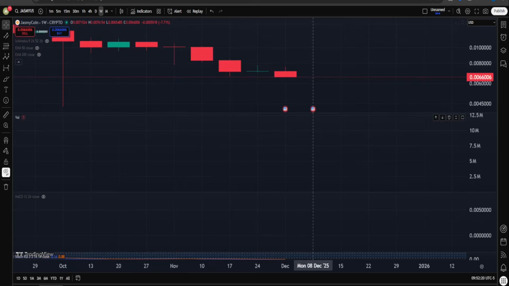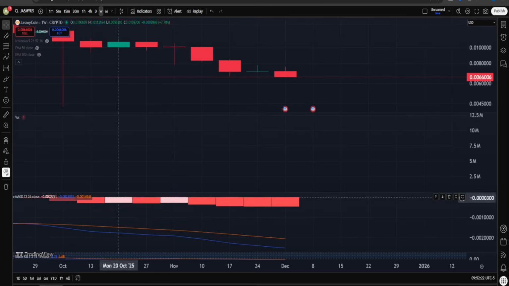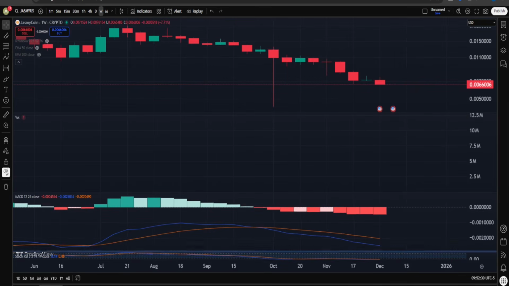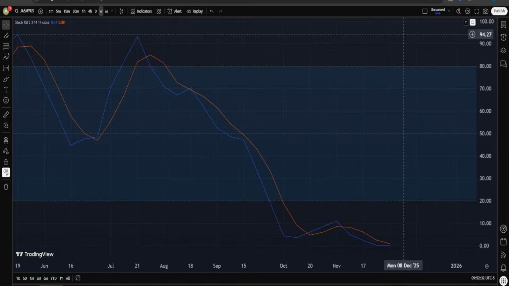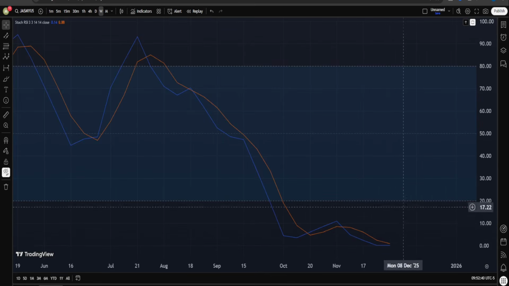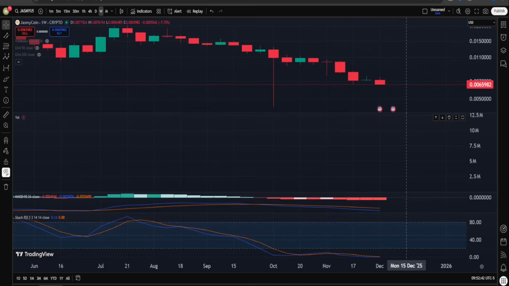Now, when it comes to indicators, as you can see in MACD, unfortunately, we still have this sell signal that we got about 2 months ago. And in terms of stochastic RSI, where are we? As you can see, we unfortunately yet again have a sell signal in here, but the fact that we are around the oversold region to me suggests probably again downsides are quite limited.